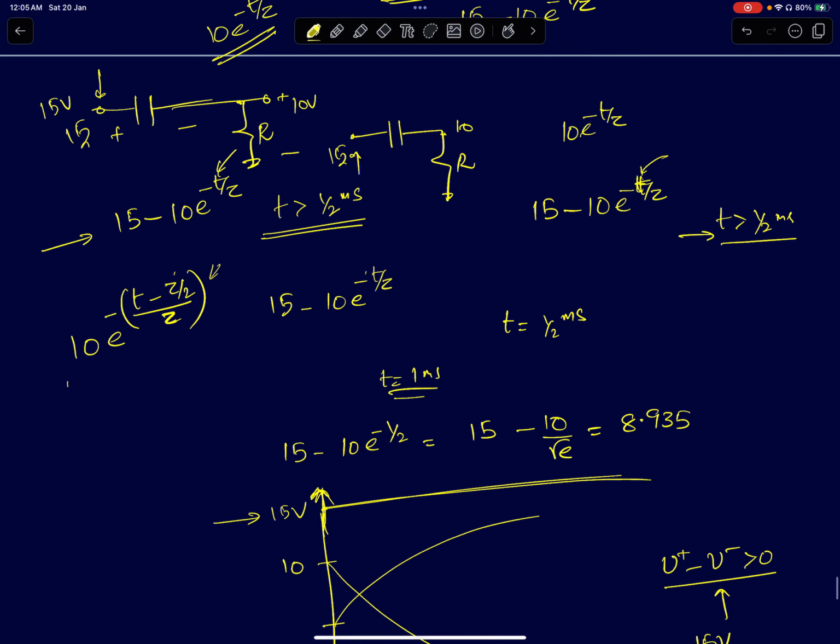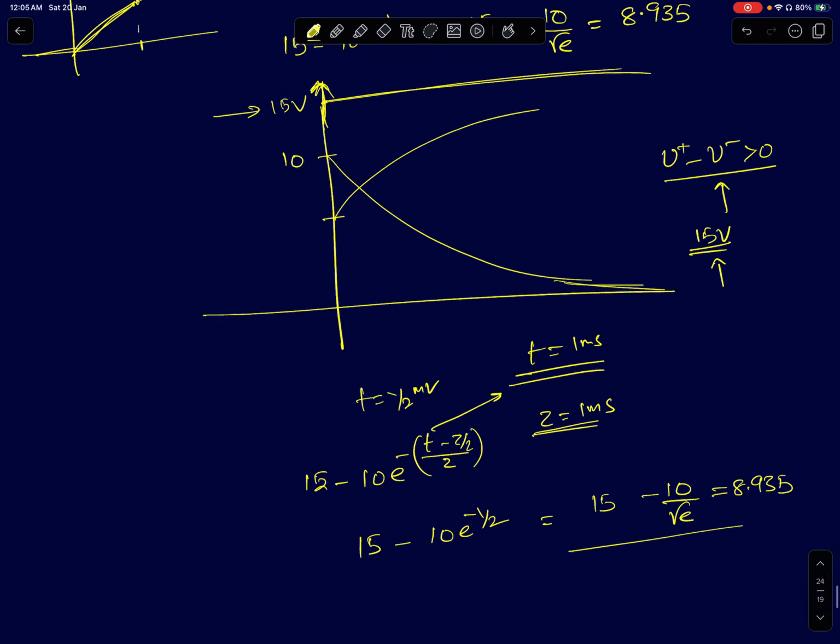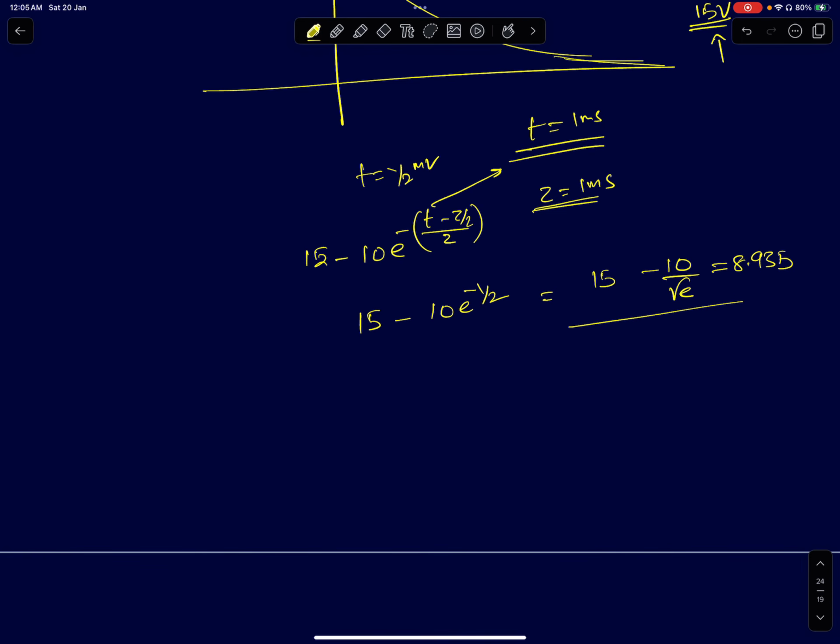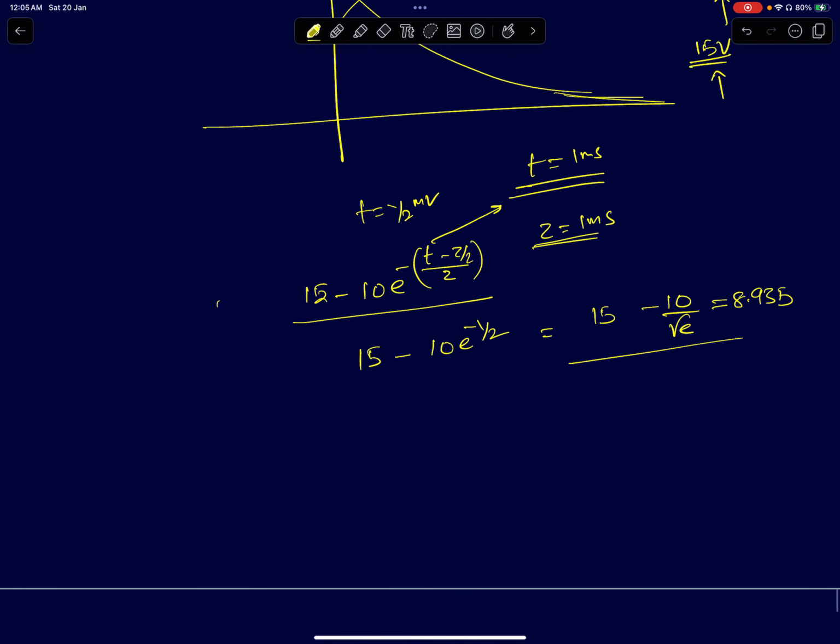All it means is that the exponential charging is happening after half a millisecond, right? Before that it's linear charging. So it's a discontinuous function. The voltage across the capacitor is discontinuous. It's initially 0, then it ramps up, then it goes through an exponential charging. Now, if you know all these equations, it's very trivial to solve this problem. You're supposed to find the voltage across the capacitor at t equal to 1 millisecond.